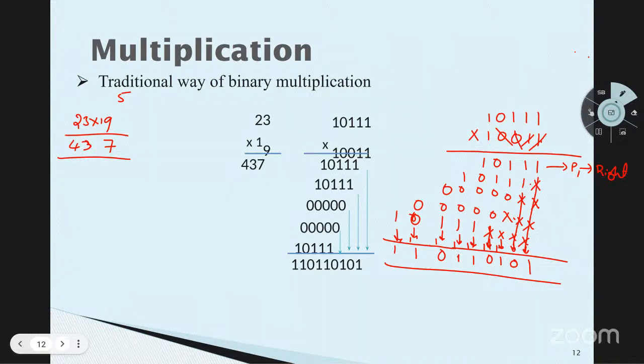Okay, so for this is the partial product 2 3 4 5. All these partial products are moving right hand side. Based on this concept, we are designing the algorithm. Okay, is it clear everyone?